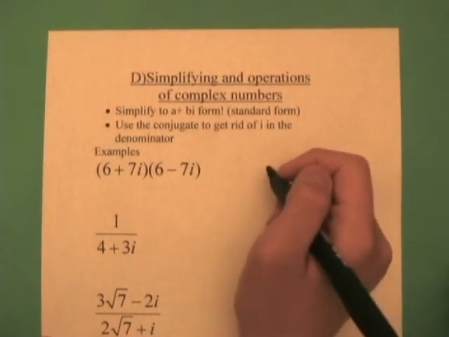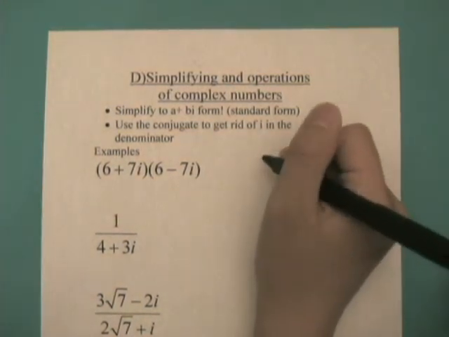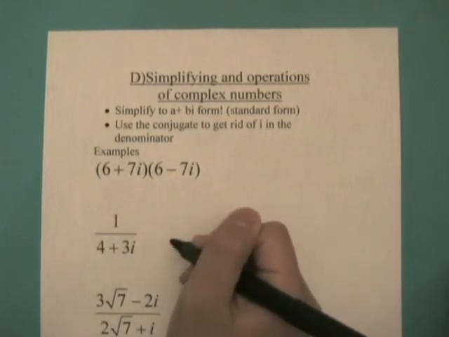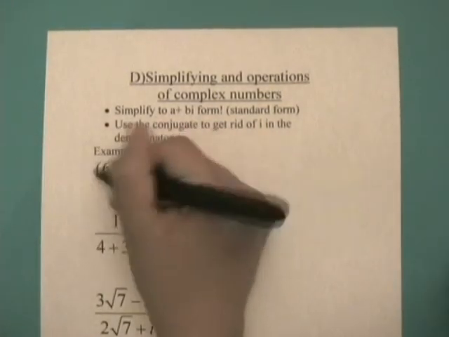Simplifying and operations of complex numbers. In order to simplify a complex number, you have to change it to a plus bi form, which is standard form. If you find an i in the denominator of a fraction, you have to get rid of it by seeking the conjugate. So this first example here is actually a denominator and a conjugate.